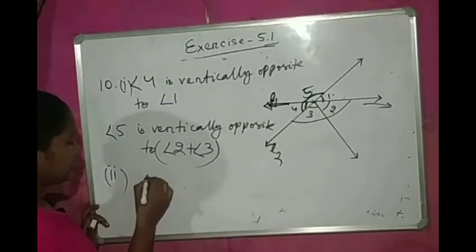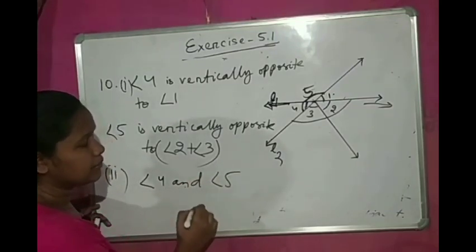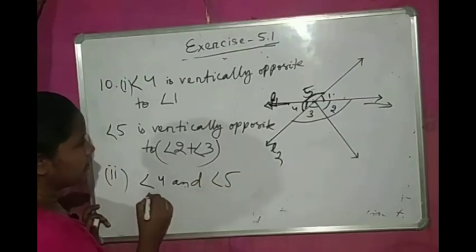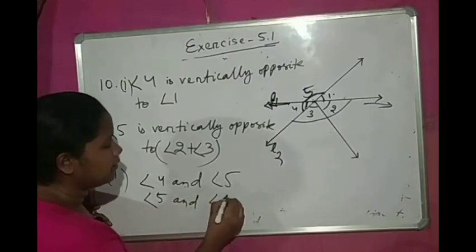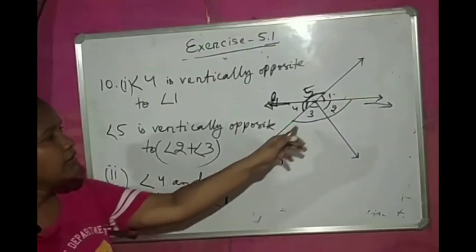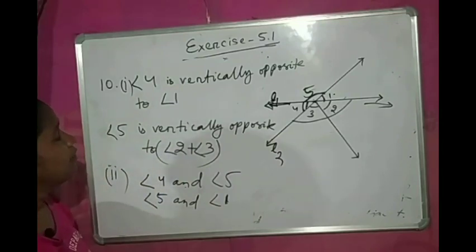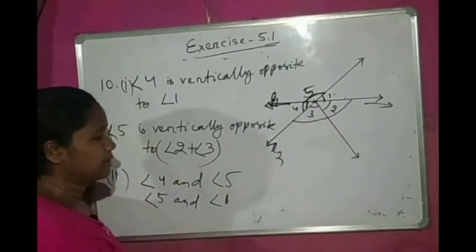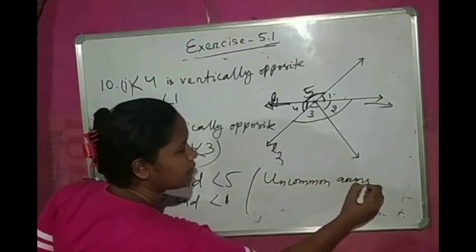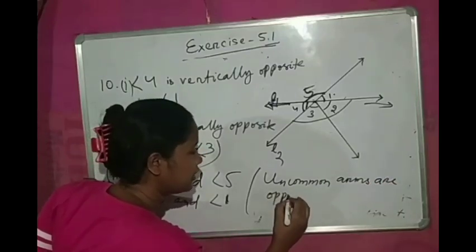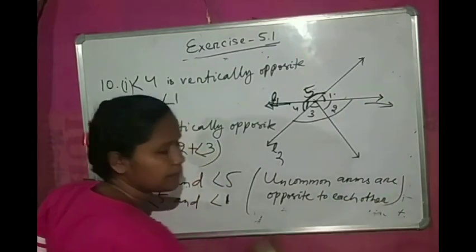So which angles are they? Angle 4 and angle 5. Then the other linear pair is angle 5 and angle 1, because their uncommon arms are opposite to each other. That's why they are forming linear pairs. You can say the uncommon arms are opposite to each other.